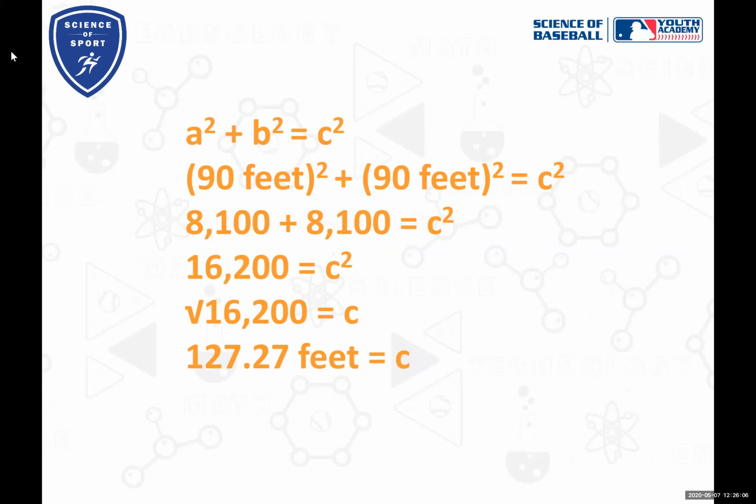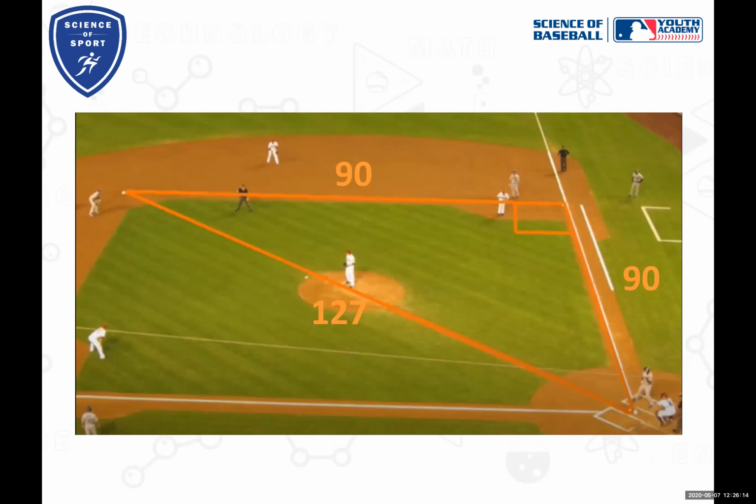So just to summarize, this is what the triangle looks like with the dimensions filled in. So good job to those of you who got that one. Daren, what do you think? Yeah, nice work for those that got it.